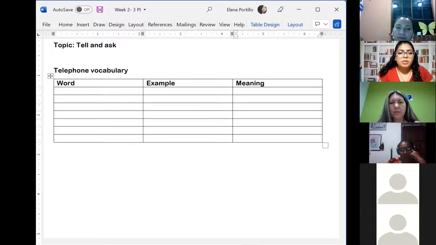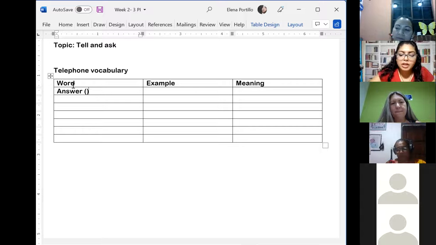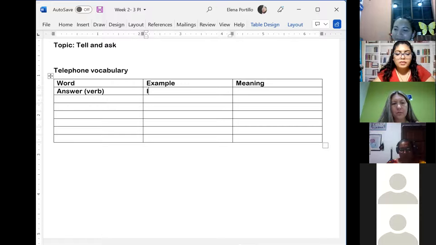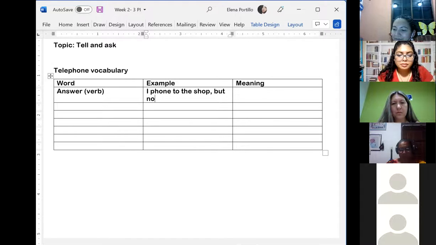Now, for the first one, we are going to see which is the first word that we are going to learn. We have a verb. And this one is the word answer. This one is a verb, it's an action. And we have an example. I phoned the shop, but nobody answered. So I guess they are closed.